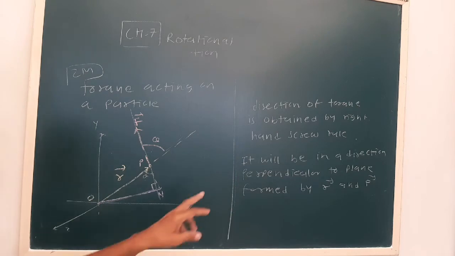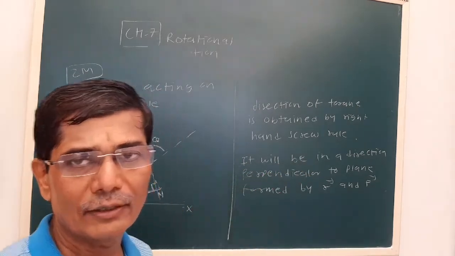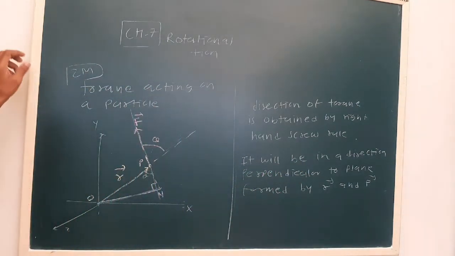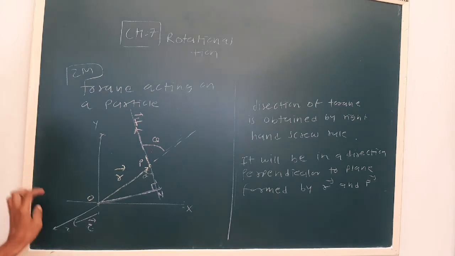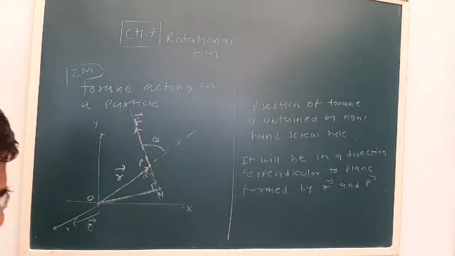So torque is a vector quantity, so the direction of torque will be obtained by the right hand screw rule. It will be in a direction perpendicular to the plane formed by R and F. Here our R and F are in XY plane. The direction of torque will be in z direction.